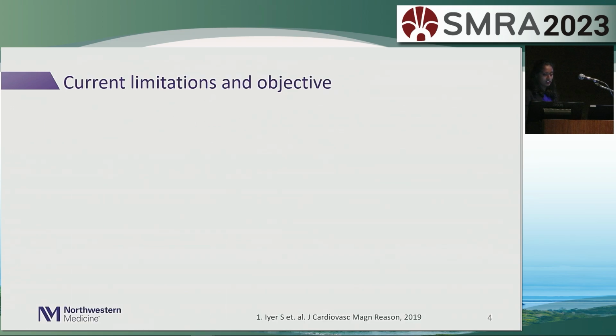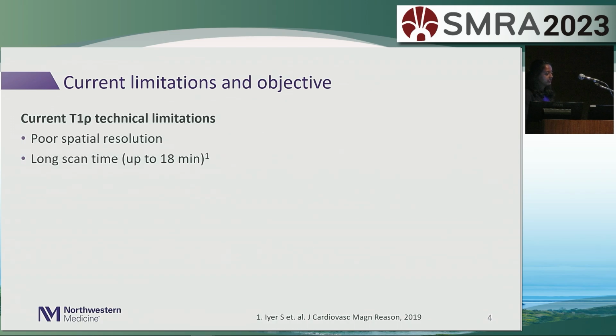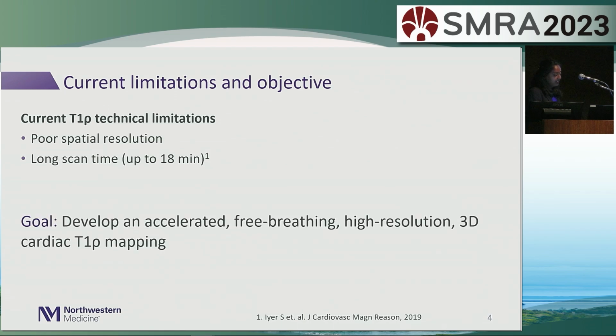So the current limitations with T1-rho imaging are poor spatial resolution and long scan time of up to 18 minutes. Therefore, our goal was to develop an accelerated, free-breathing, high-resolution, 3D cardiac T1-rho mapping sequence.